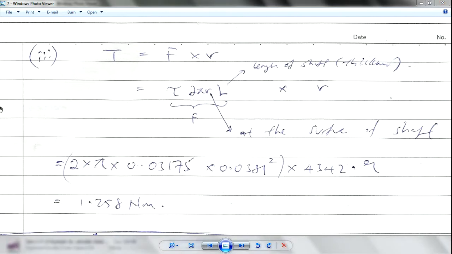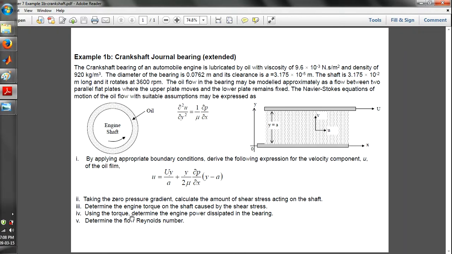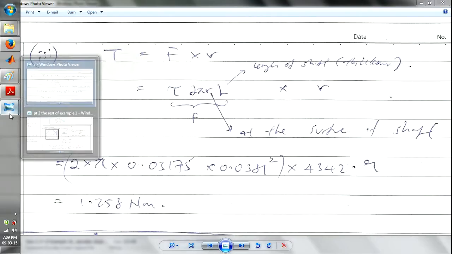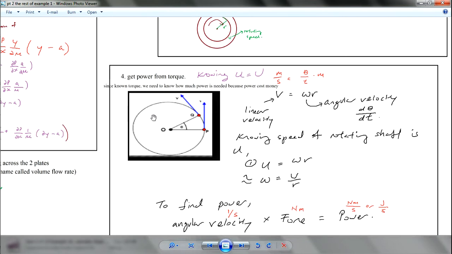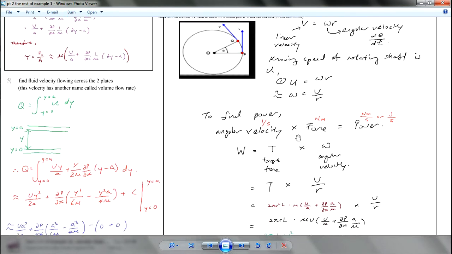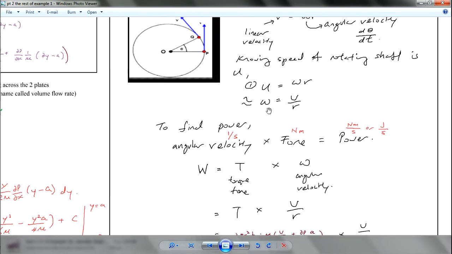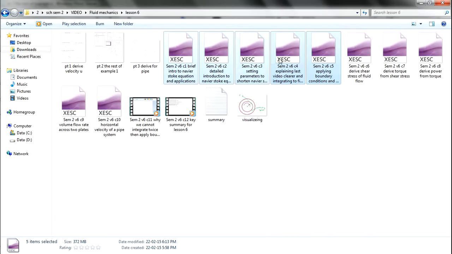So this is a continuation of example 1b. We're going to find the engine torque on the shaft caused by the shear stress. Previously we already found the shear stress, and now we're going to use it to calculate the torque. If this looks very familiar, it's the same thing I'm doing right now. You can head back to the old videos on this.